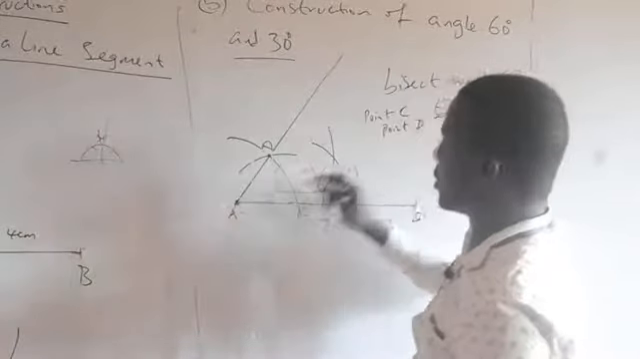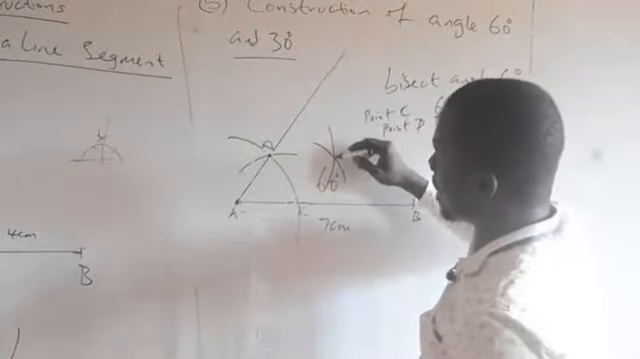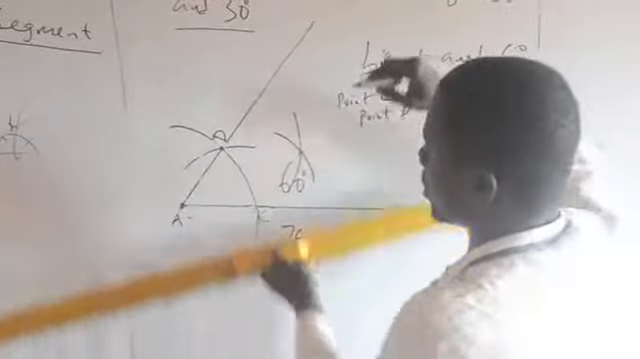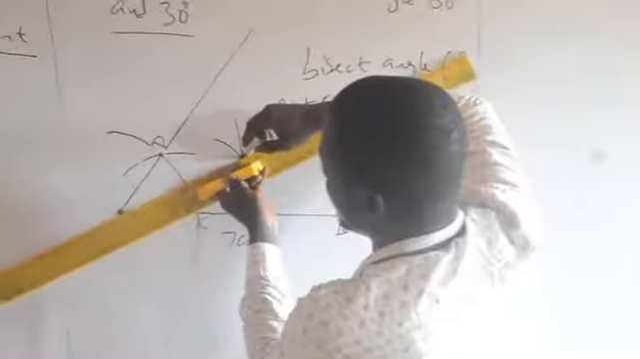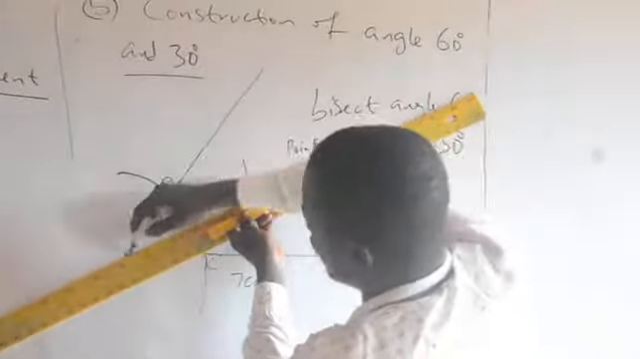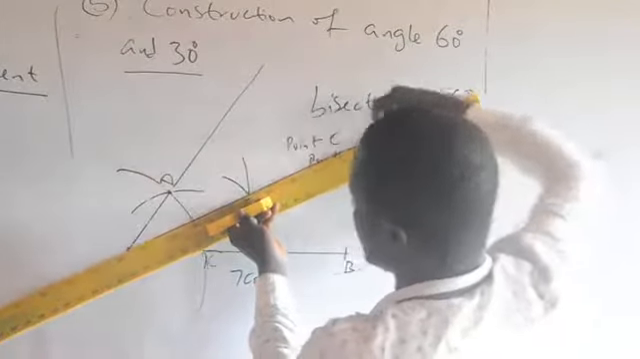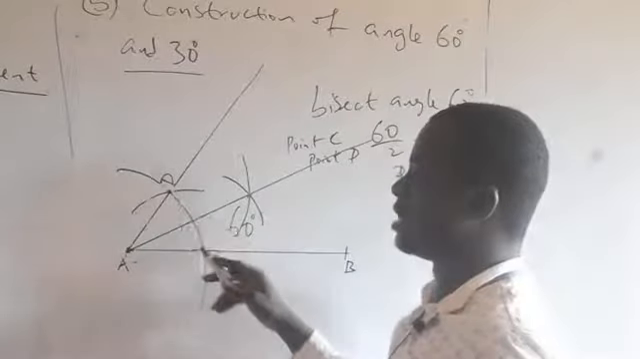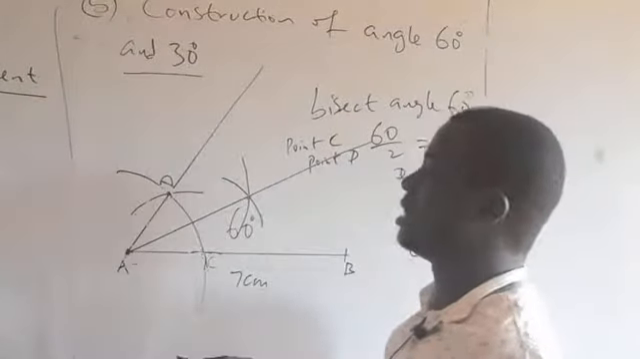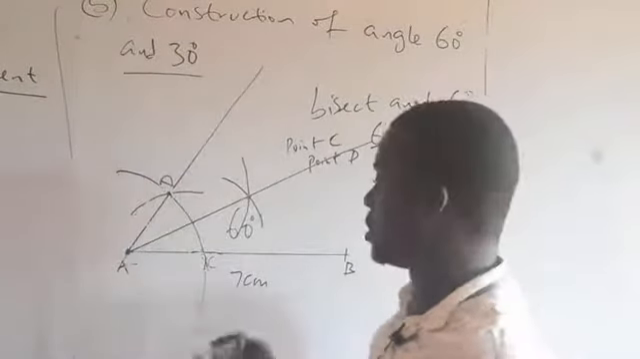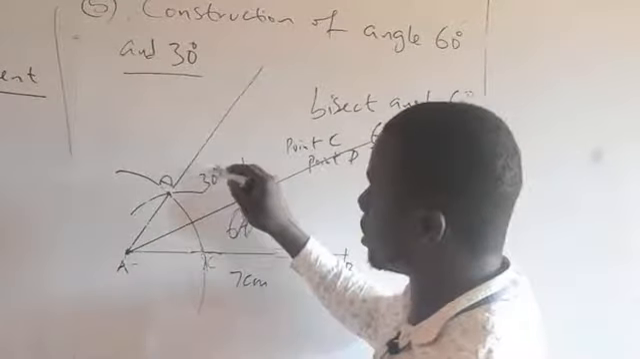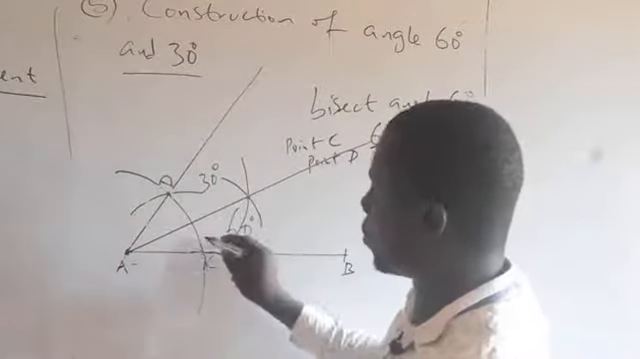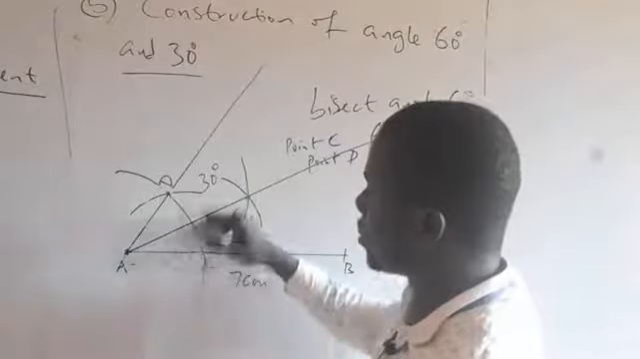From this point A, draw a line that passes through the midpoint of the arc. You now draw a line to pass through the midpoint of the arc. From here, draw a line. This line that you have drawn has divided this angle 60 into two equal parts. 60 divided by 2 gives you 30. So here you hold 30 degrees, and here you hold another 30 degrees. So this is angle 30, angle 30.